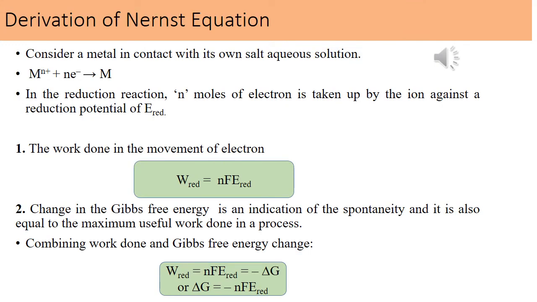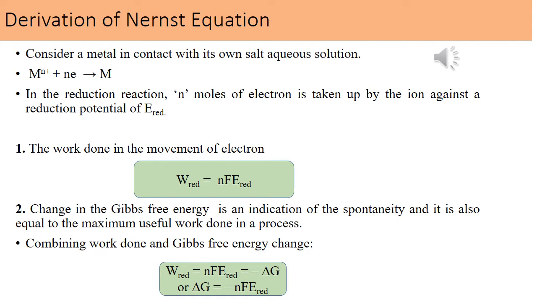Derivation of Nernst equation. Consider a metal in contact with its metal ion in aqueous solution. That is, M^n+ + ne⁻ gives M, and it is a reduction reaction. Here n moles of electron is taken up by the ion to get reduced, and the work done for this movement of electron is given by W is equal to nFE.